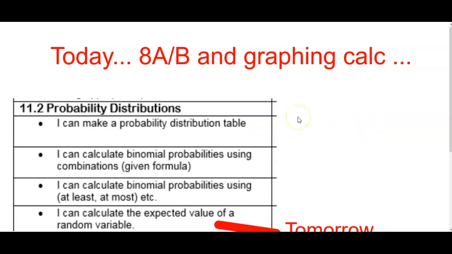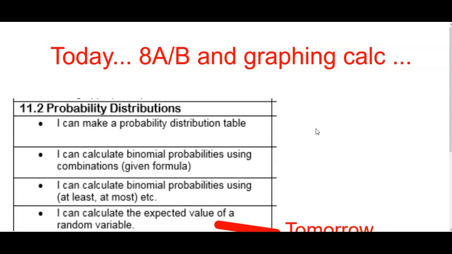All right, guys, this is the lesson on 11.2 probability distributions. I'm splitting it into two parts because the second part will focus on expected value. This first is kind of a quick overview. There is one particular part about using the graphing calculator to find binomial probabilities that I think you'll find important.